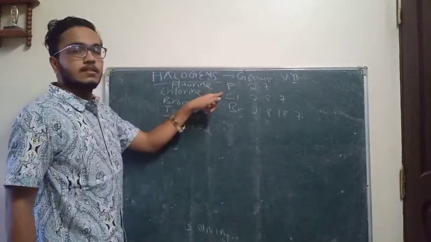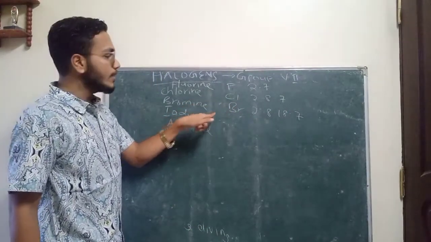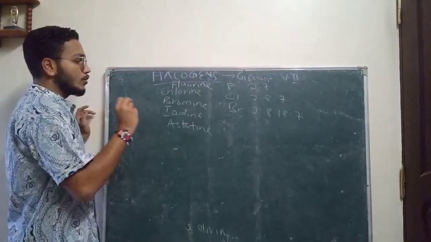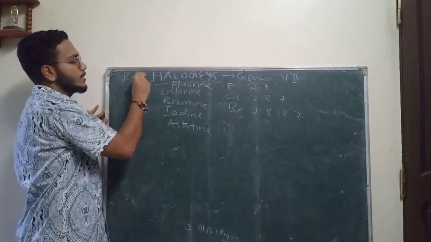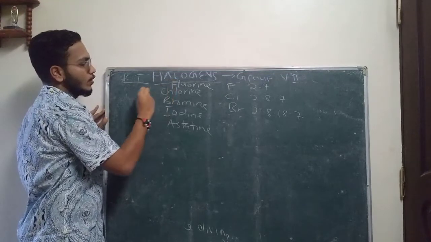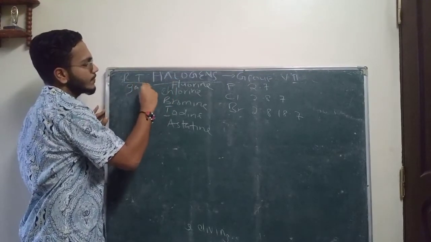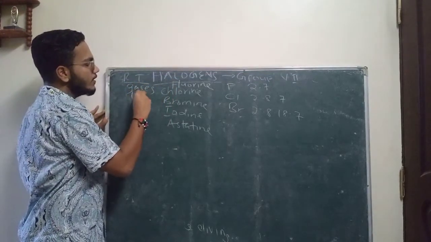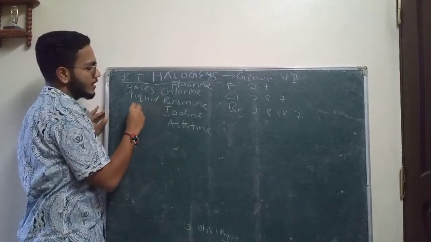Chlorine and fluorine are gases at room temperature. Bromine is a liquid and iodine is a solid. So at room temperature, RT, fluorine and chlorine are gases. Bromine is a liquid and iodine is a solid.